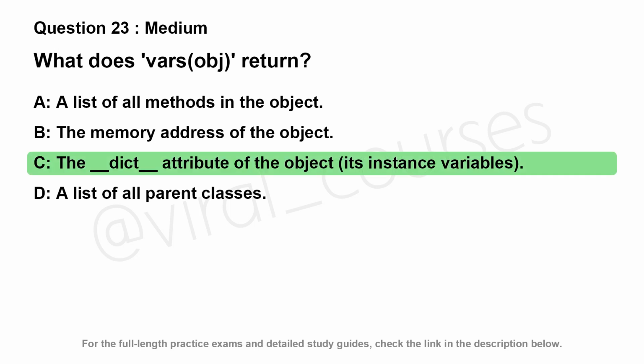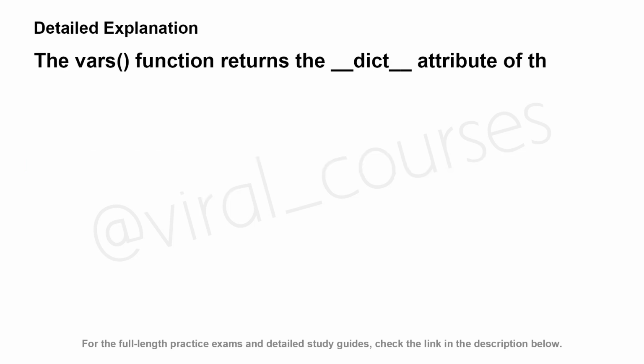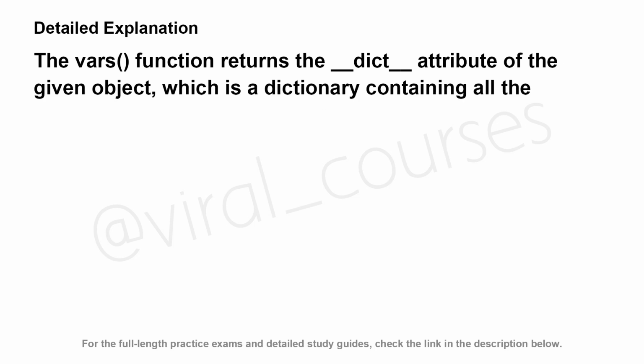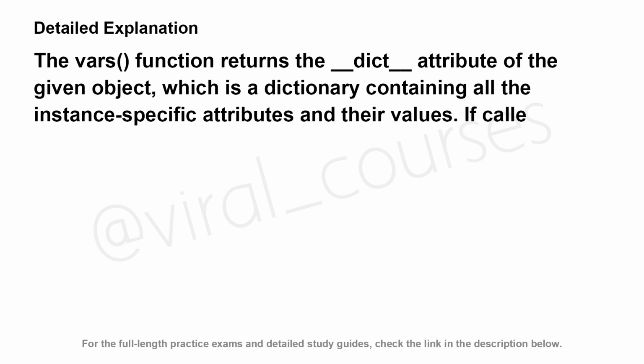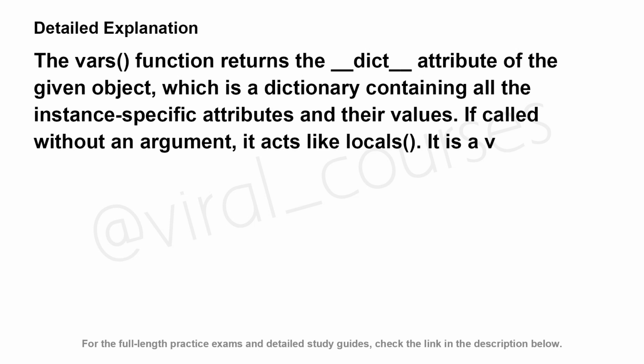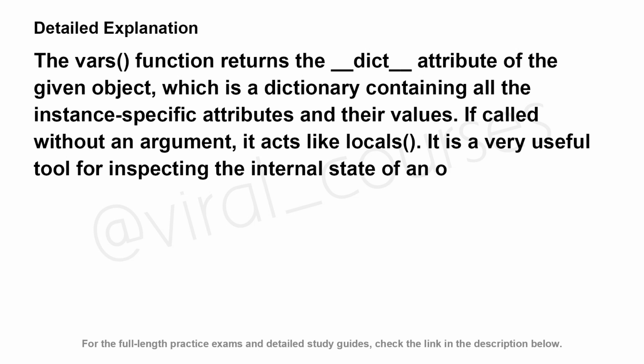The correct answer is C. The vars function returns the __dict__ attribute of the given object, which is a dictionary containing all the instance-specific attributes and their values. If called without an argument, it acts like locals. It is a very useful tool for inspecting the internal state of an object during debugging.